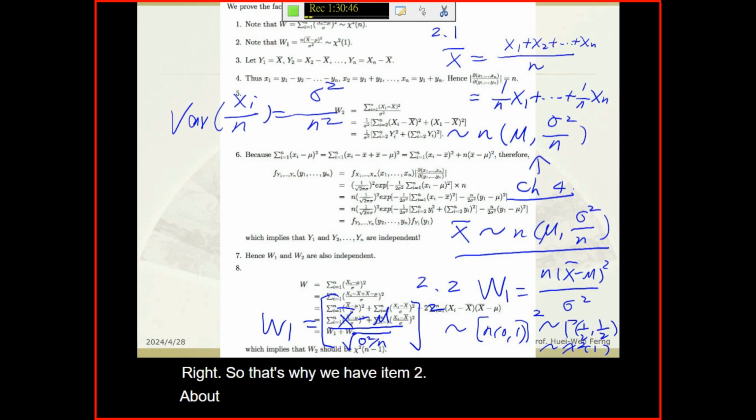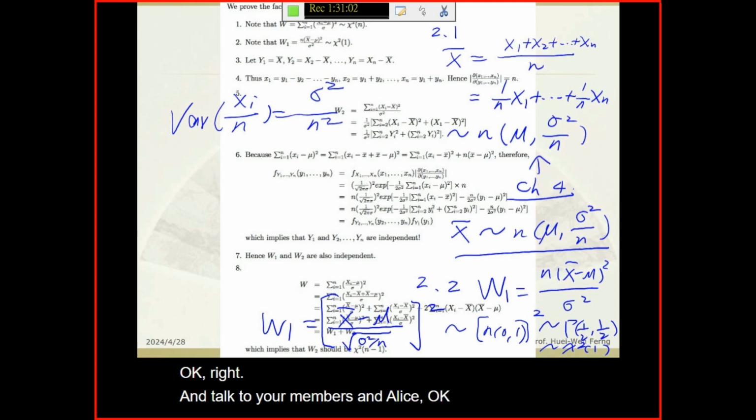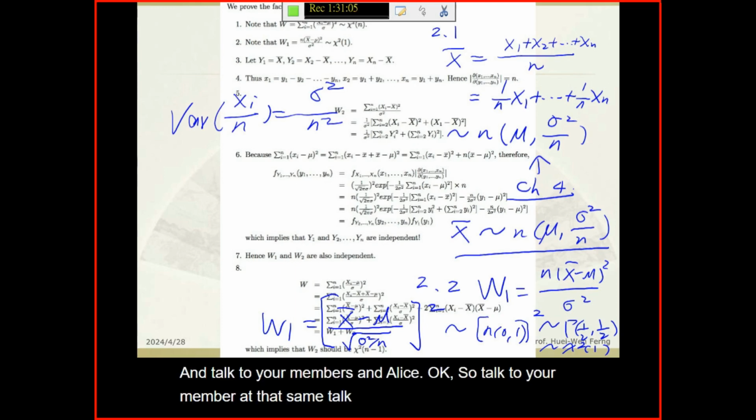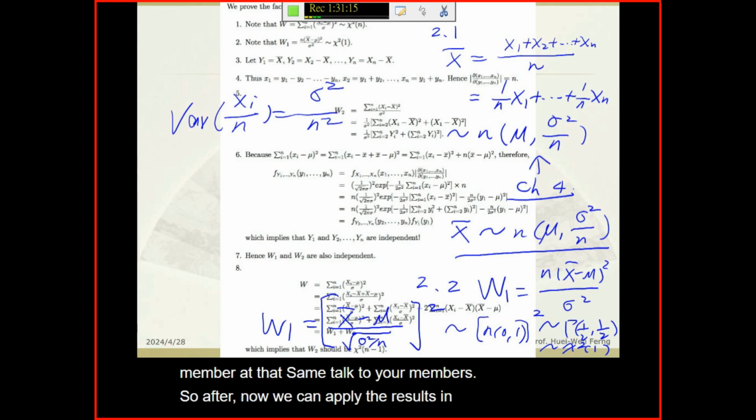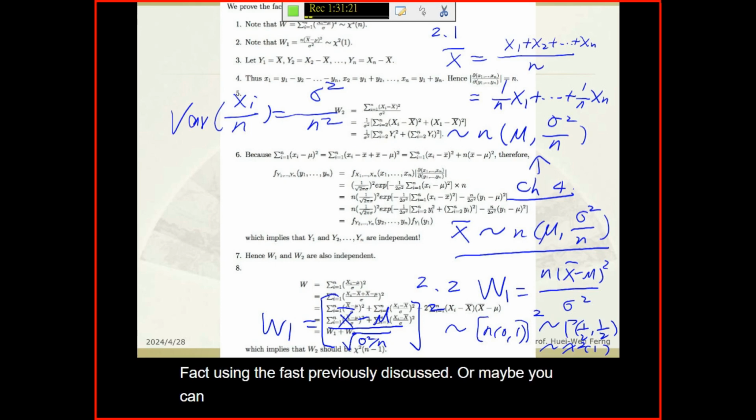About item 2, check it. So we're okay, right? And talk to your members. And Darwin, okay, right? And talk to your members. And Alice, okay? So talk to your members. Beth, Sam, talk to your members. So after now, we can apply the results in the previous, using the facts previously discussed. Or maybe you can refer to some result in our discussion of chapter 4.